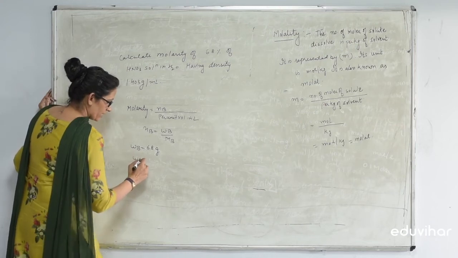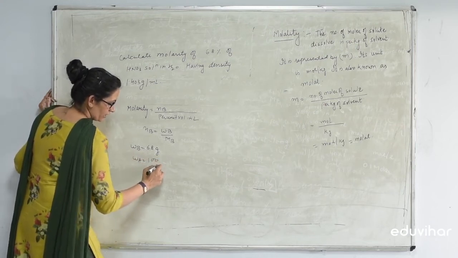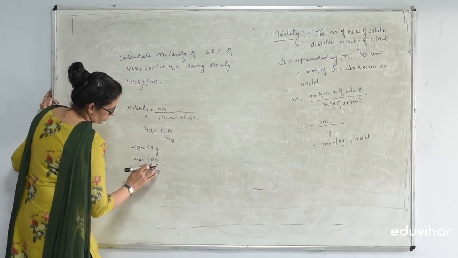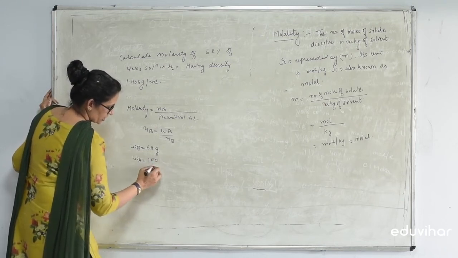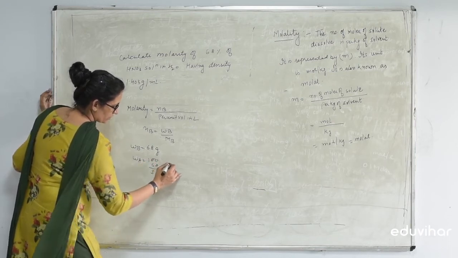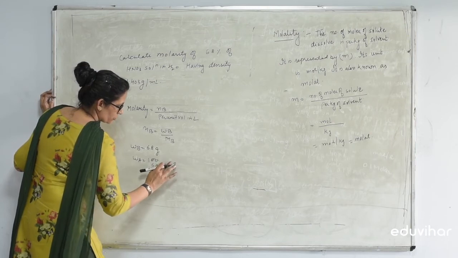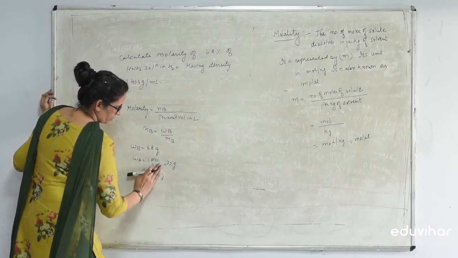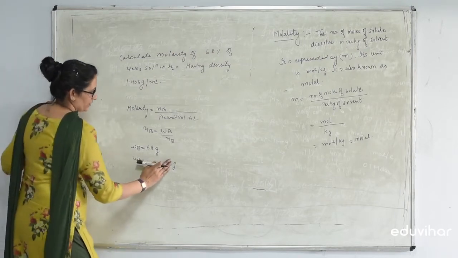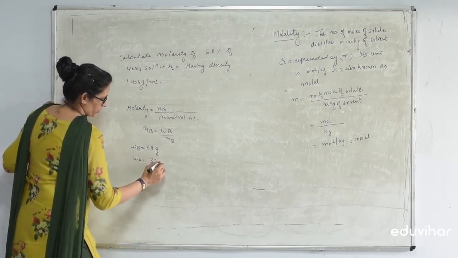Wa is 100 minus 68, that is 32 gram. We have Wb as 68 gram and the solvent as 32 gram, because the total mass of solution is 100 gram.